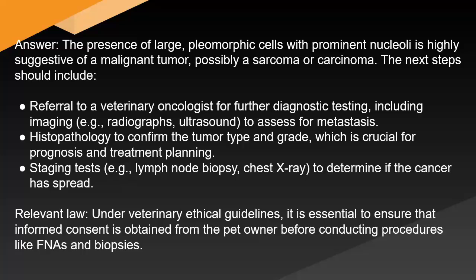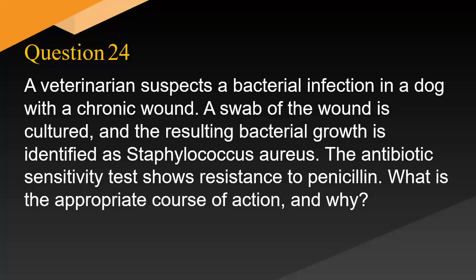Relevant law: under veterinary ethical guidelines, it is essential to ensure that informed consent is obtained from the pet owner before conducting procedures like FNAs and biopsies. A veterinarian suspects a bacterial infection in a dog with a chronic wound. A swab of the wound is cultured and the resulting bacterial growth is identified as Staphylococcus aureus. The antibiotic sensitivity test shows resistance to penicillin. What is the appropriate course of action and why?